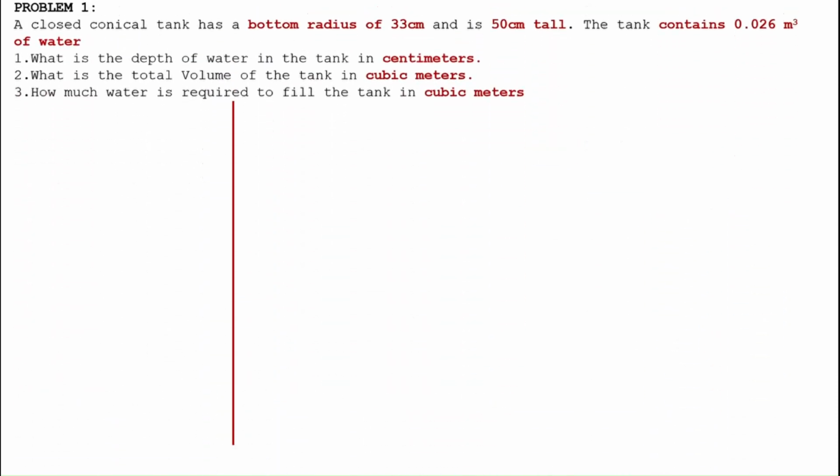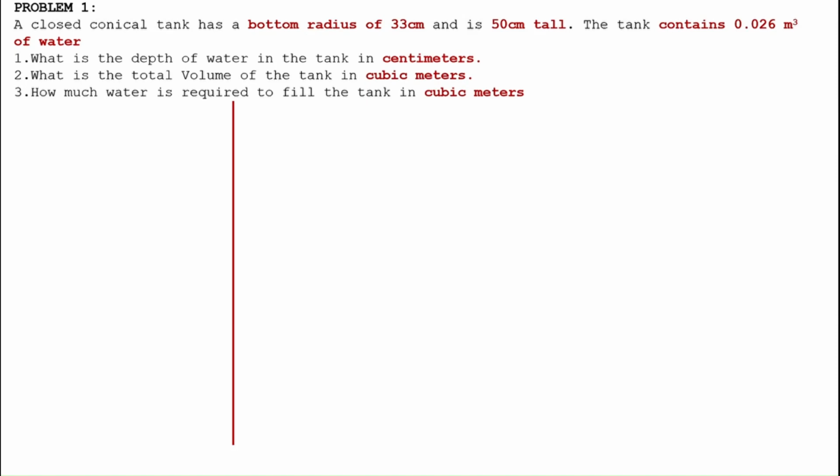A closed conical tank has a bottom radius of 33 centimeters and is 50 centimeters tall. The tank contains 0.026 cubic meters of water. Number 1. What is the depth of water in the tank in centimeters? Number 2. What is the total volume of the tank in cubic meters? Number 3. How much water is required to fill the tank in cubic meters?